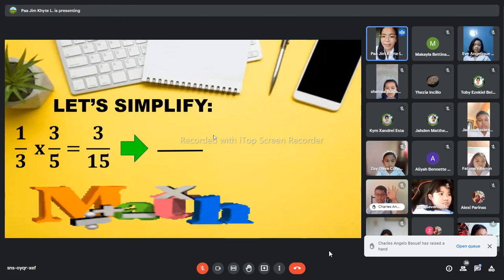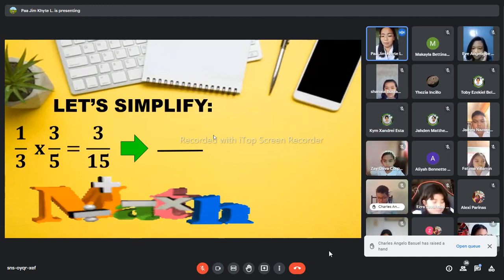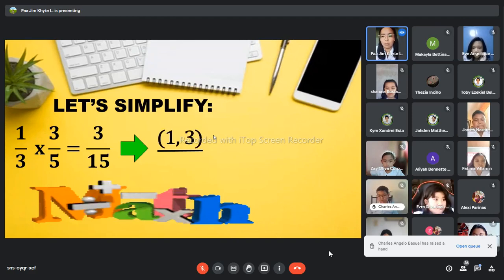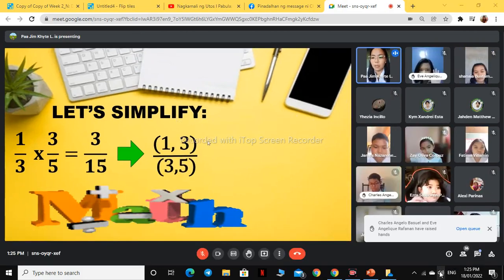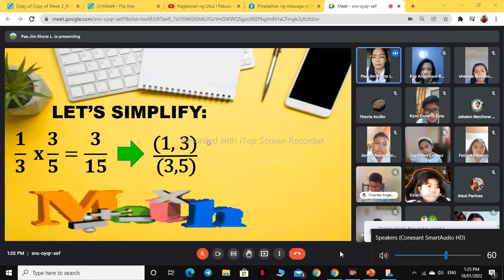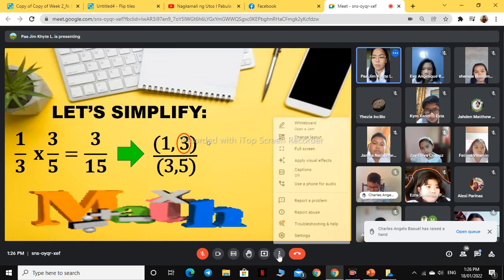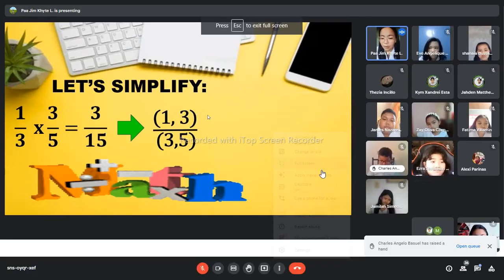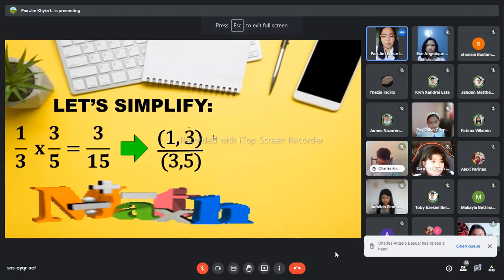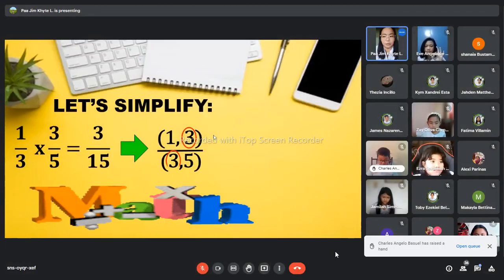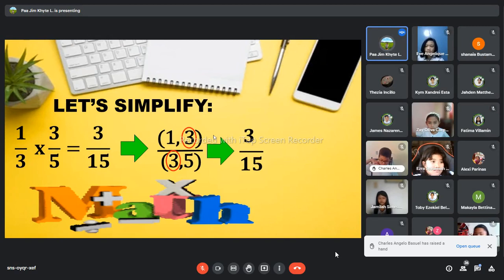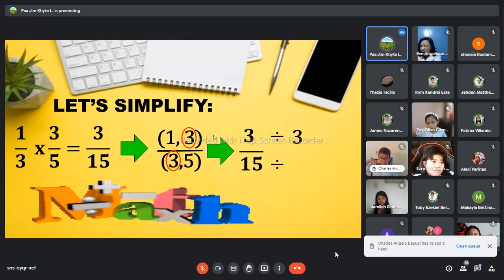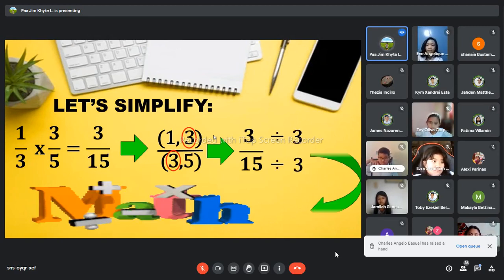By simplifying, we should find the greatest common factor. So the factors of 3 are 1 and 3. And the factors of 15 are 3 and 5. So as we can see, the greatest common factor of 3 and 15 is 3. That is why we will divide 3 from 3/15. So 3 divided by 3 and 15 divided by 3.